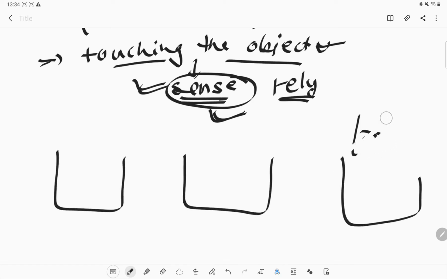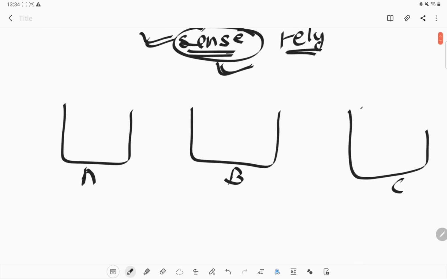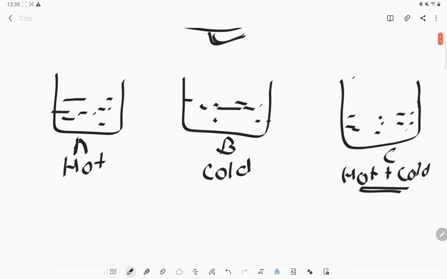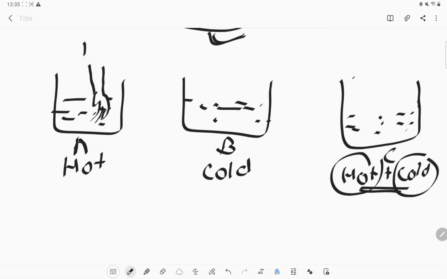There are 3 beakers. This is beaker 1, this is beaker 2, and this is the third beaker, which is C. All have the same quantity of water, but their temperatures are different. In A we put hot water, in B we put cold water, and in C we put both hot plus cold water. That means it is lukewarm water. It is not very hot and not very cold. That's the mixture.